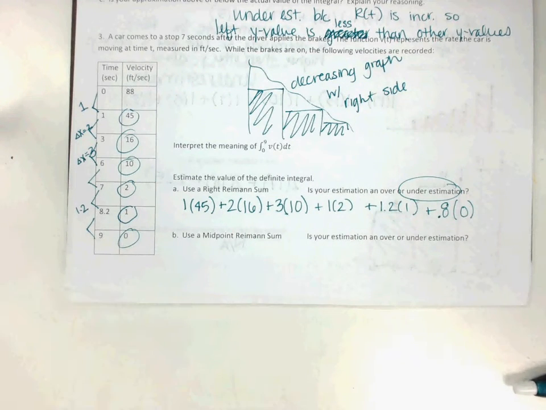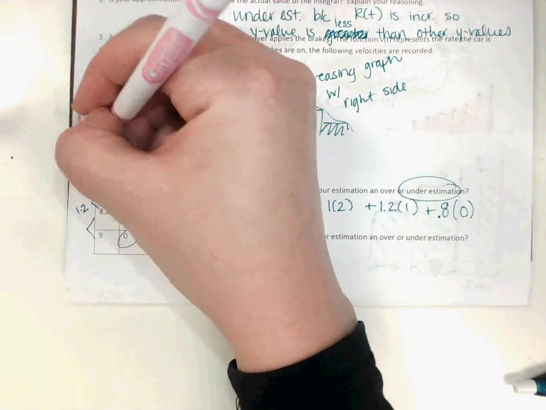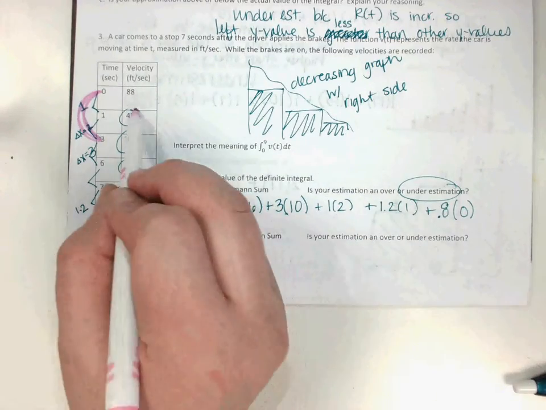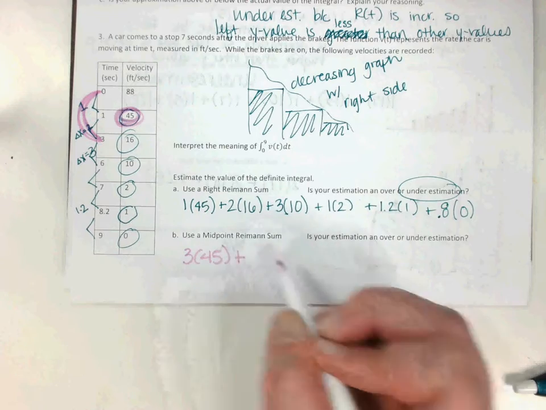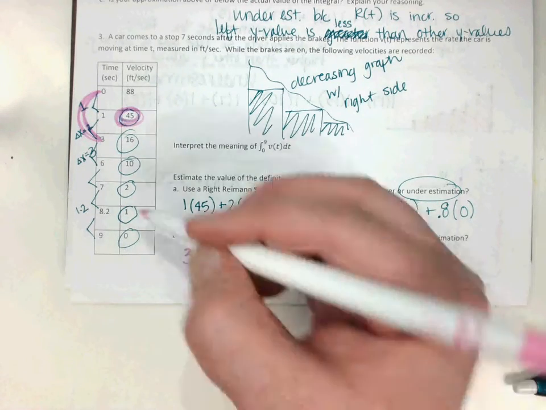Now, for a midpoint, you're going to have to change the game. You have to skip one. So I'm going to do this one in pink. I have to go from 0 to 3. What's my delta x? What's my center y value? 45 plus. From 3, I have to skip 6. Where am I landing? 3 to 7.